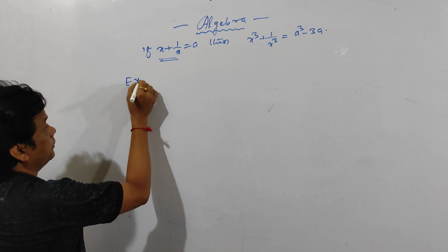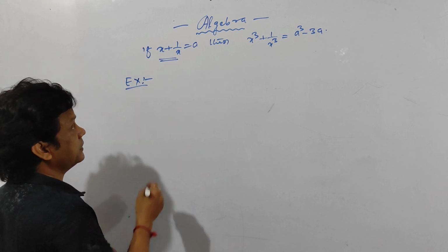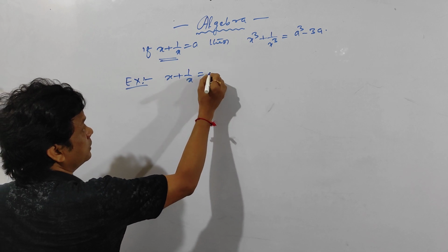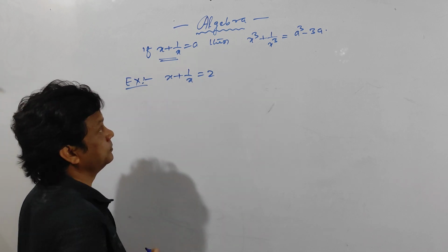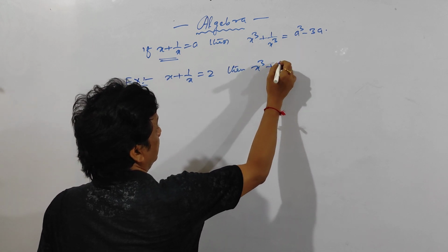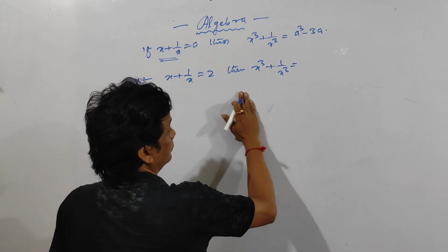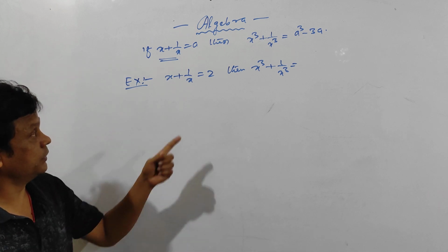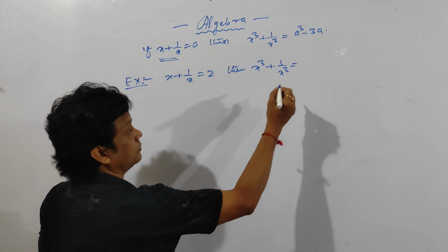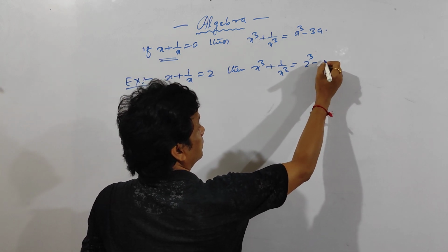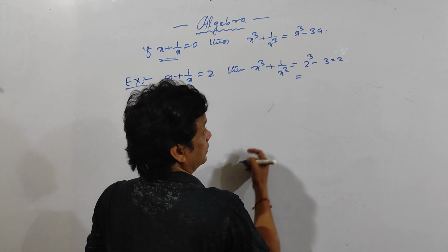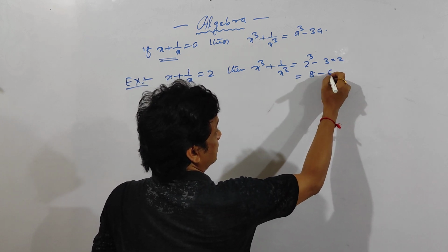I am giving some examples, and a very interesting thing I am going to tell you. If x plus 1 by x is equal to 2, then what is x cube plus 1 by x cube? What is your formula? I have told you a cube minus 3a, 2 cube minus 3 into 2. 2 to the 3 is 8. And 8 minus 6 is equal to 2.